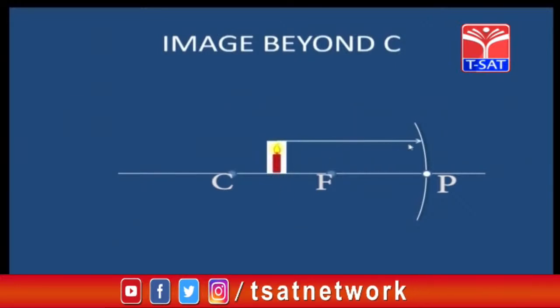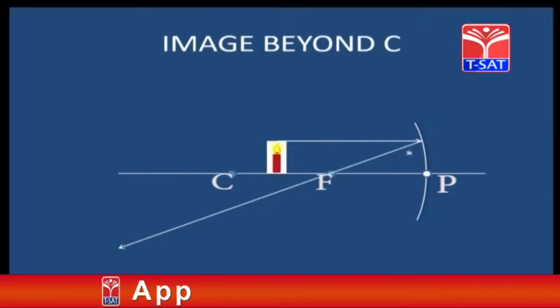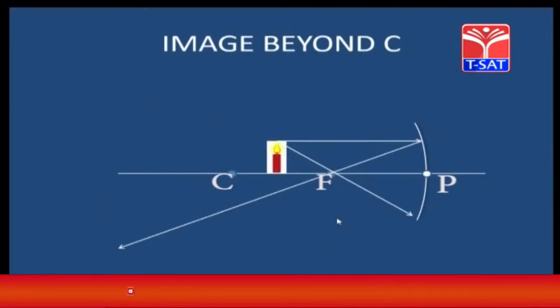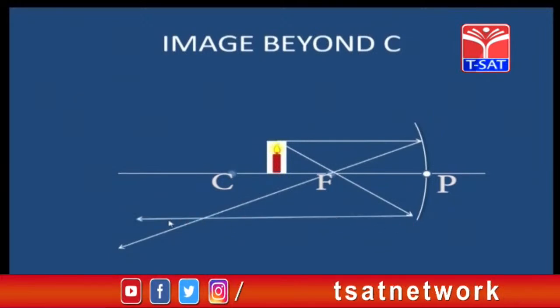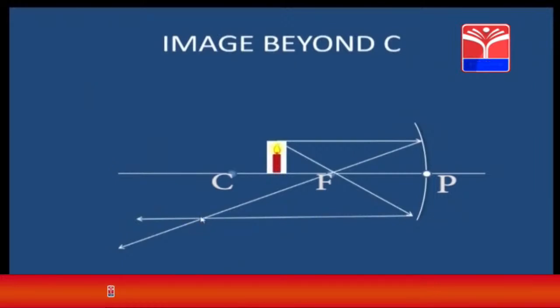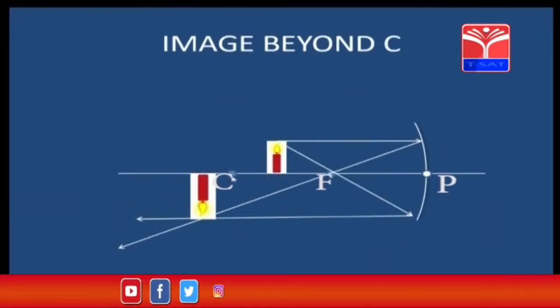A ray parallel to the principal axis passes through the focus after reflection. A ray passing through the focus, how does it come, children? Converse, yes, it passes parallel to the principal axis. Now see where these two reflected rays are meeting. Beyond C. This is where our image will be formed. So when the object is placed between F and C, the image is formed beyond C.